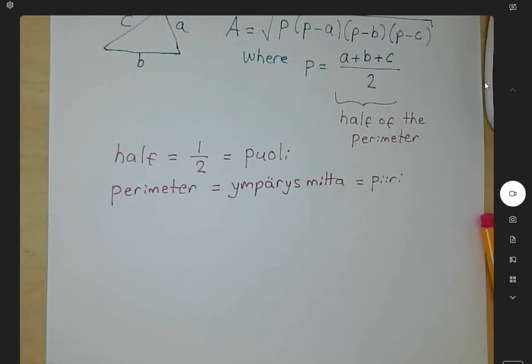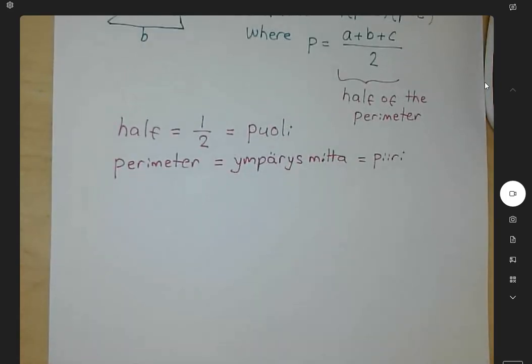Piiri, in Finnish we have a children's song where they are dancing in a circle and singing "piiri pieni pyörii, lapset siinä hyörii." There is this kind of circle and the children are dancing in the circle and they sing that. All sang it when I was young.